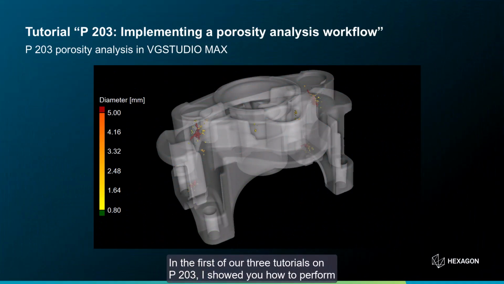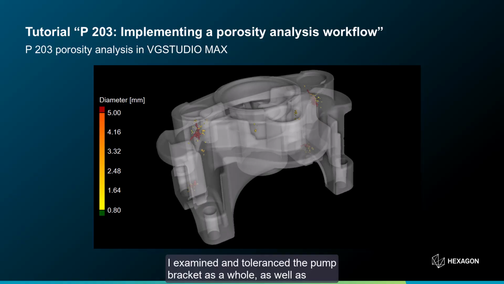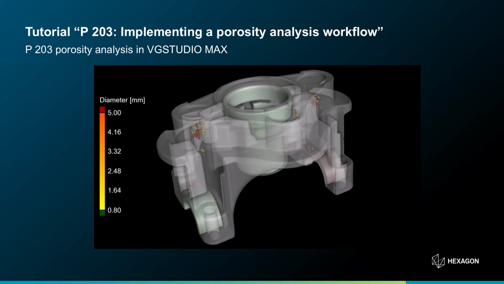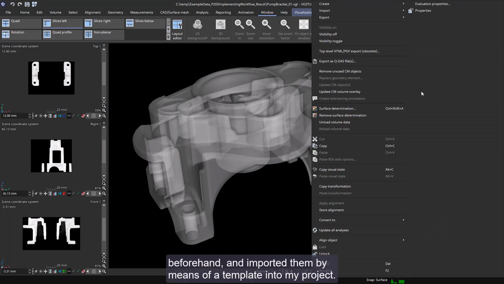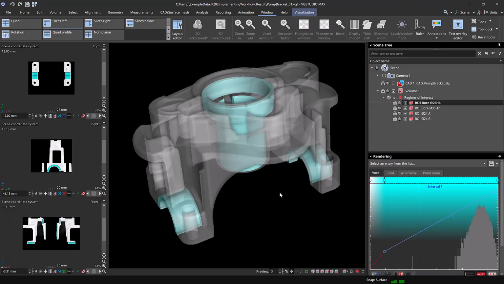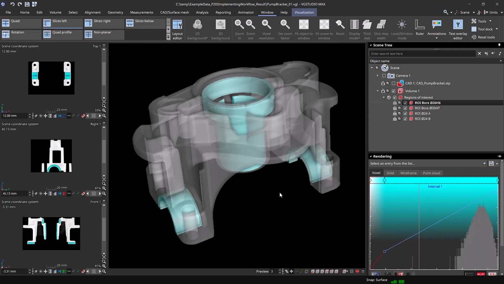In the first of our 3 tutorials on P203, I showed you how to perform a porosity inspection on a pump bracket. I examined and toleranced the pump bracket as a whole, as well as 4 functionally relevant test regions on that pump bracket. To keep the tutorial simple, I had created the test regions beforehand and imported them by means of a template into my project. Today, you will learn how to create the test regions on your own.